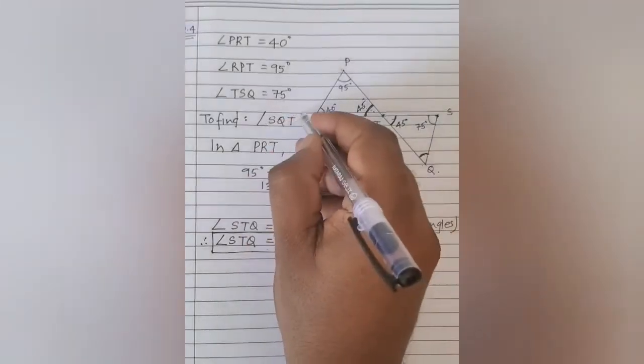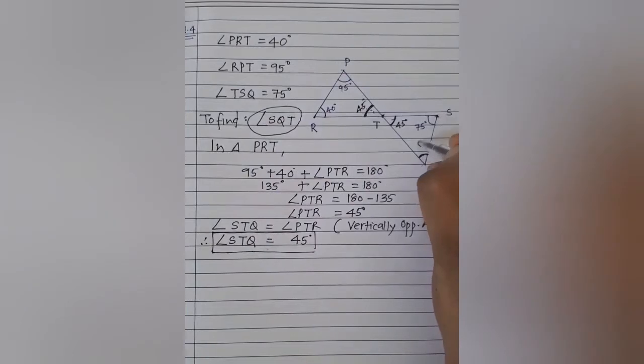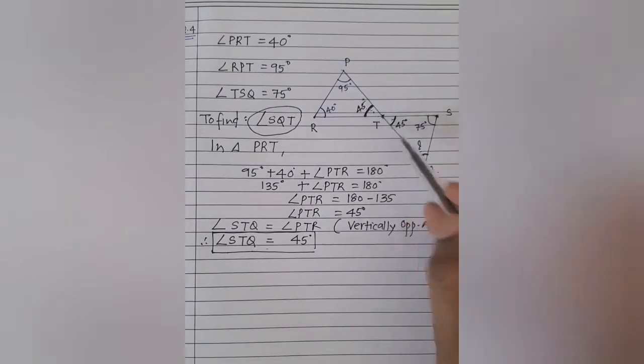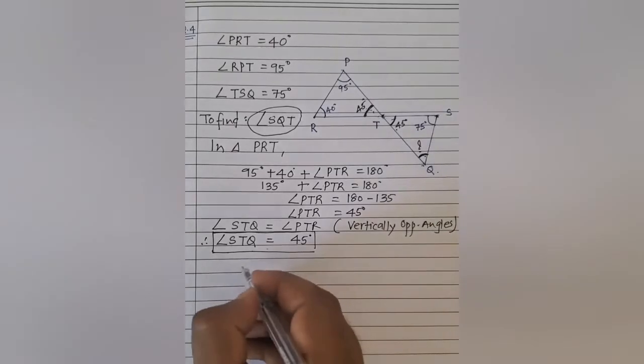What are we supposed to find? Angle SQT. SQT, that is this angle, right? Now, how can I proceed? Yes, it is very clearly observed over here that this is also a triangle, and now I have the measure of two angles out of the three angles. So I can measure the third angle. How should I proceed?